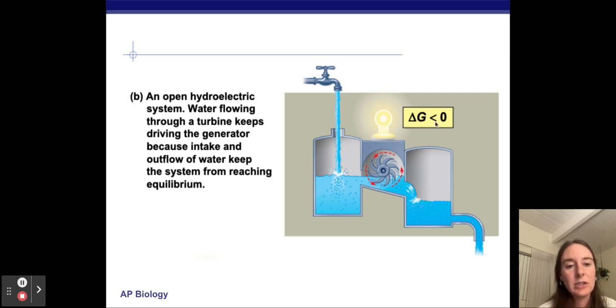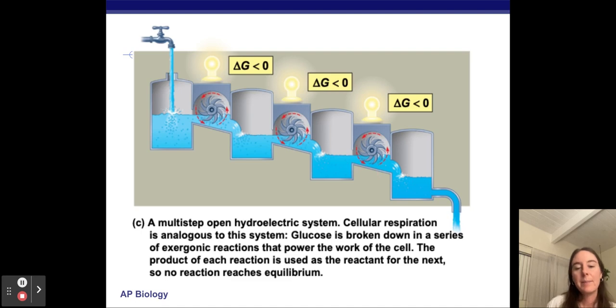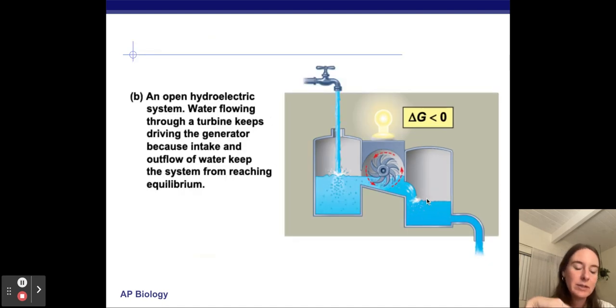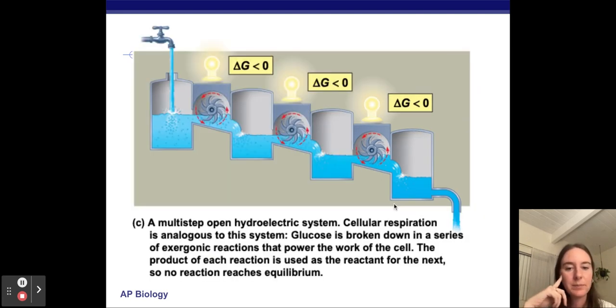We call this a delta G that's less than zero because overall we start off with more energy and our reactants have more energy than our products. And so there's a net release of energy. Energy is being used somewhere else. Okay, so this is one example of what's happening in a chemical reaction. But in cellular respiration, we actually take this, but we do it in multiple steps. And the reason is because once this water has flowed down, you can't reuse it, right? All the energy has been used up to create this light. So that's going to burn out quickly once all the energy has flowed down.